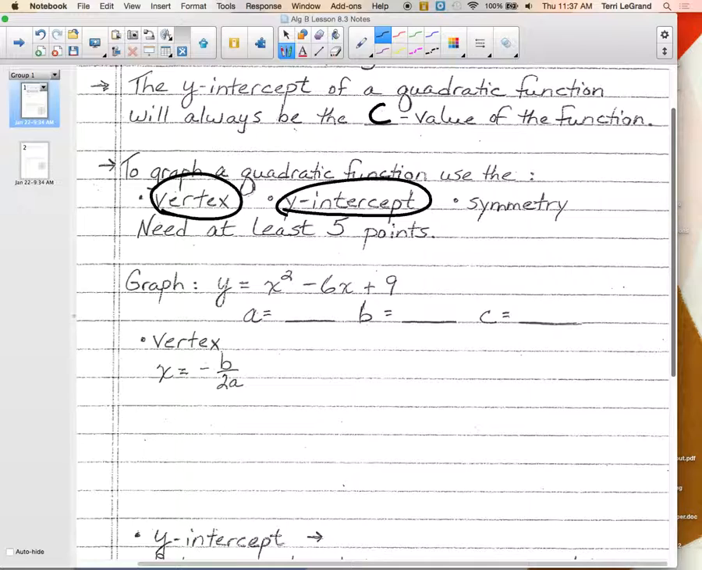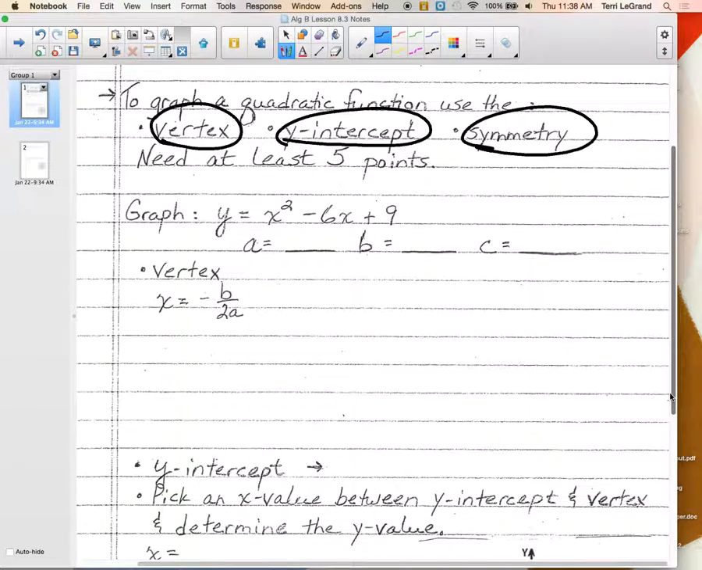And then we're going to use symmetry, because we know that every point on a parabola has another point symmetric to it across the axis of symmetry, except the vertex, that's the only one that doesn't. So the y-intercept will have another point that is symmetric to it, and then we're going to pick one x value, and we're going to use the table method to get that, and then we'll use symmetry to get the fifth point.